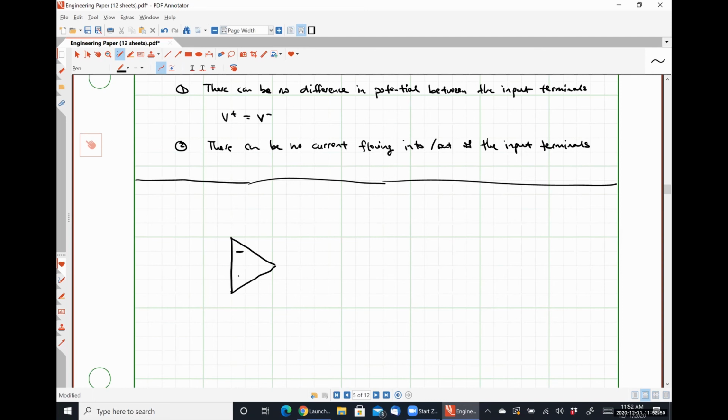Negative feedback, or excuse me, negative, positive. We're going to assume again that VCC plus and VCC minus are sufficient to power this. We have a resistor in the feedback position. We're going to call this R2. We have a resistor here. That's R1. This terminal is grounded.